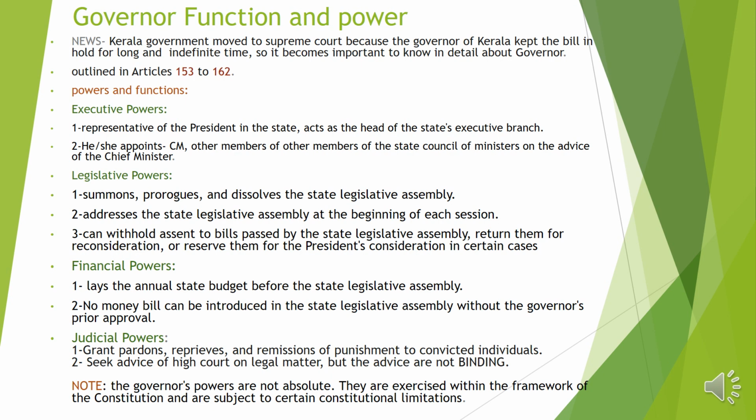Discretionary powers. The governor has a limited scope of discretion in certain situations, particularly when no clear majority emerges in the state legislative assembly after an election or in situations where the government loses the confidence of the House. It's important to note that the governor's powers are not absolute.